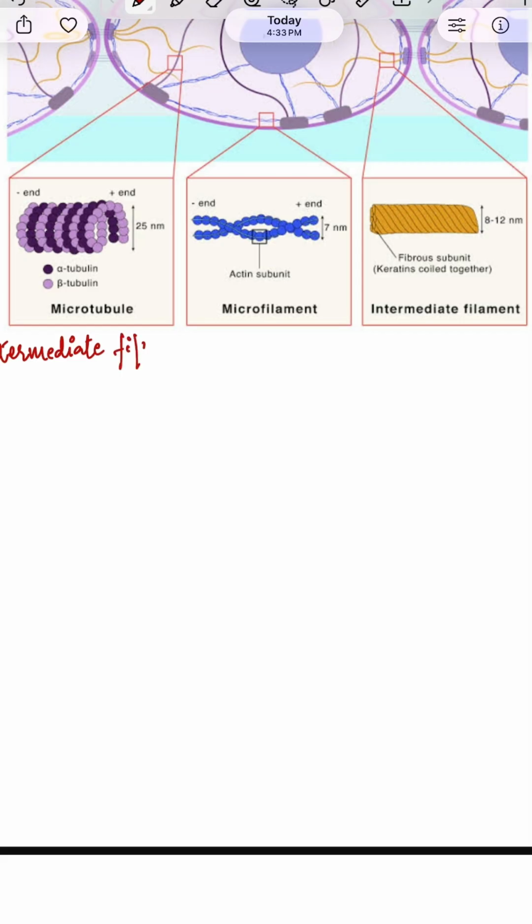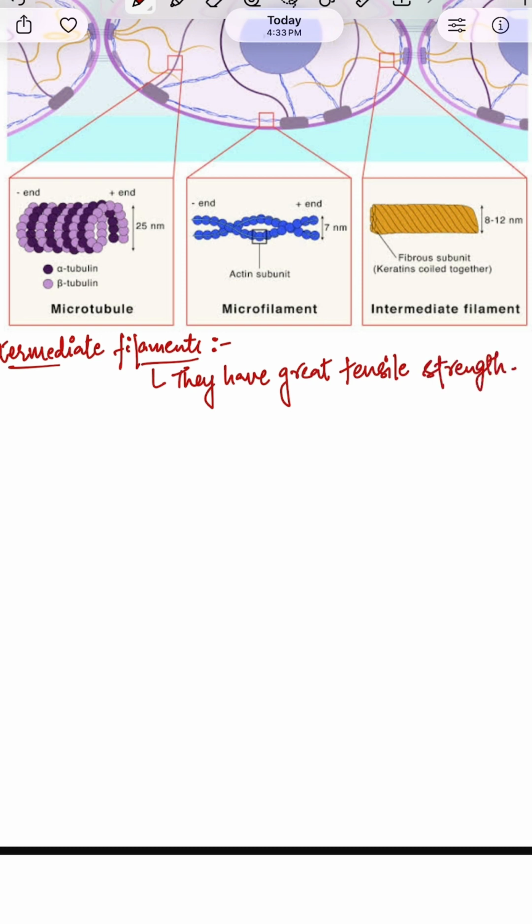First we will see intermediate filaments. They have great tensile strength. Their diameter is about 10 nanometer and they are made up of fibrous intermediate proteins. There are two types of structural proteins, one is fibrous and one is globular. So these are fibrous intermediate proteins and their size ranges from 8 to 12 nanometer.